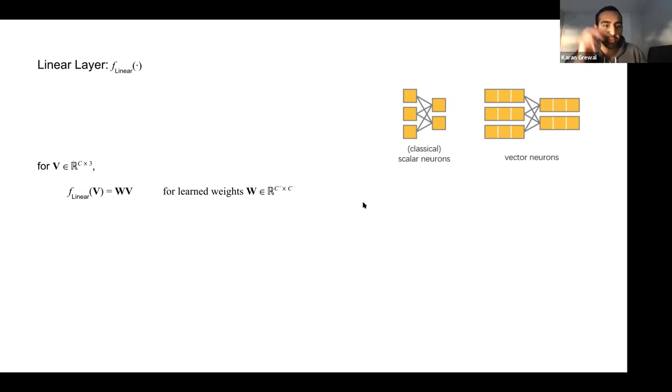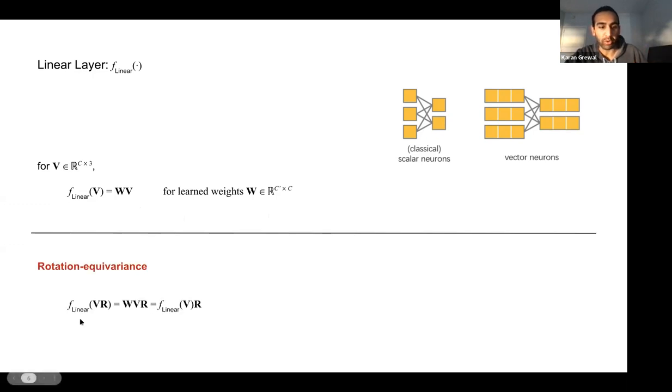So first is a linear layer. This one was quite straightforward. You just define it as a simple matrix multiply. In this case, V is the input matrix here, and you multiply it by a weight matrix W, which is learned. And that's going to be rotation equivariant. We can show that here: if you have a rotation matrix R, which is a 3x3 matrix, and you apply that to your input V, then just through properties of matrix multiplication, you can show the rotation equivariant property. So this is how their feedforward layers work. Now note that you can't have a bias here because it won't work if you have a bias. So it has to be just a single linear transformation.